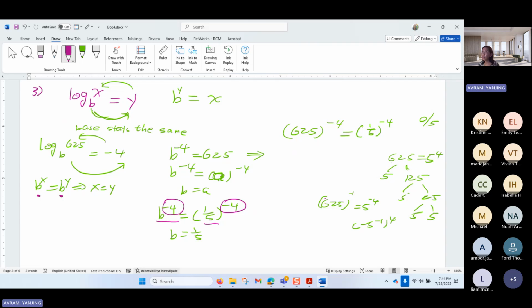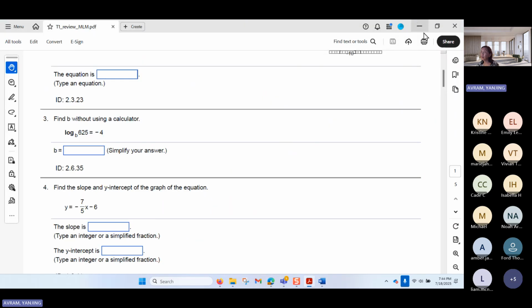And this is how you do it manually. As I mentioned earlier, you can put this in the calculator. You can put 625 to the negative 4 power, right? And then let me show you the calculator. It will come up really quick that way.